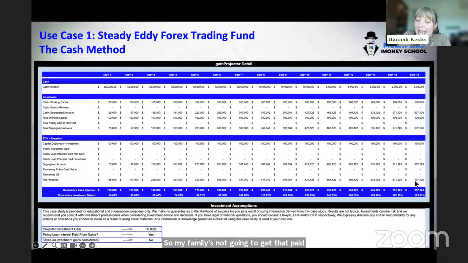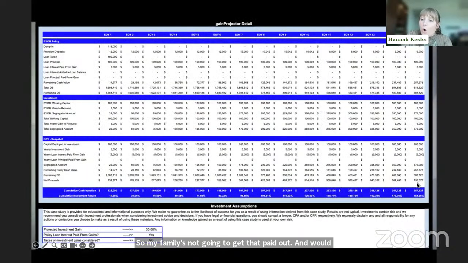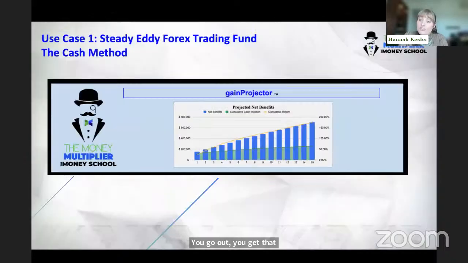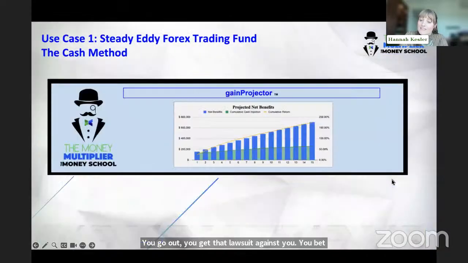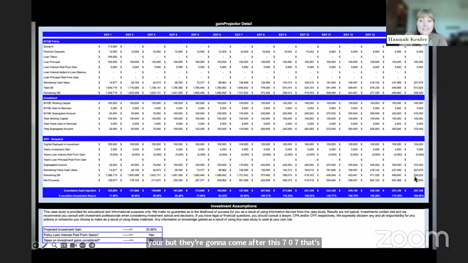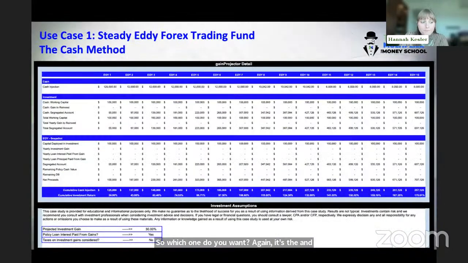And would you rather have this 707 or the 732 plus your death benefit, plus it's protected? I didn't even talk about that a lot. You go out, you get that lawsuit against you, you bet your butt they're going to come after the 707 that's sitting inside of your bank account or your savings account at the local bank. They cannot touch this money that's sitting inside of your policy. So which one do you want? Again, it's the and asset. It's not the either or.